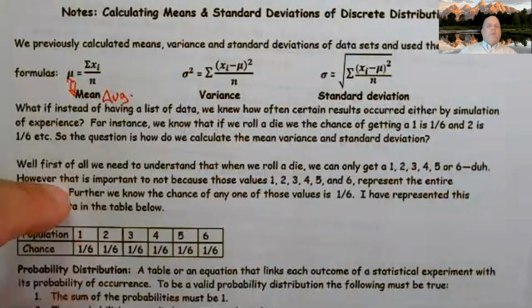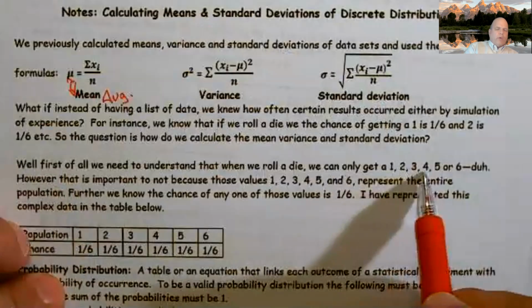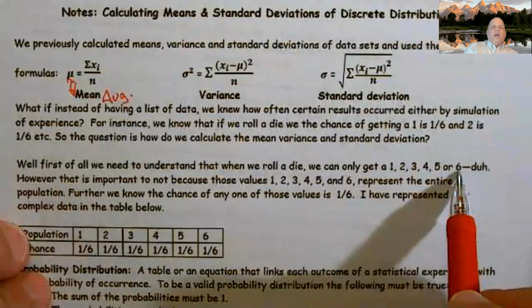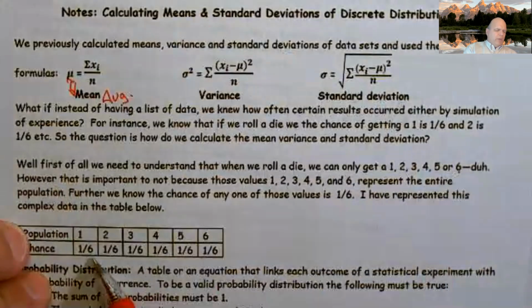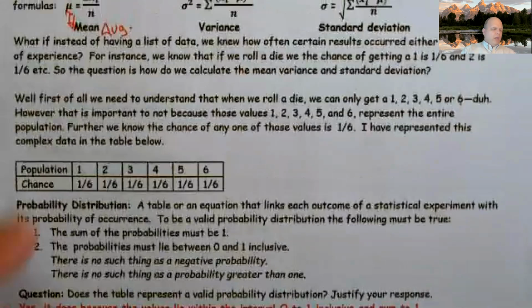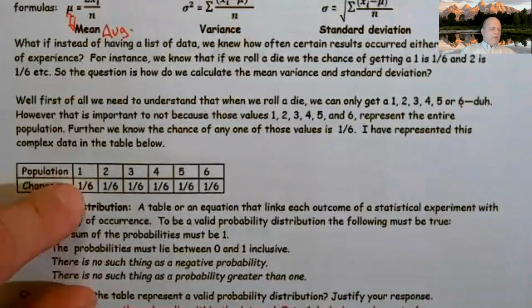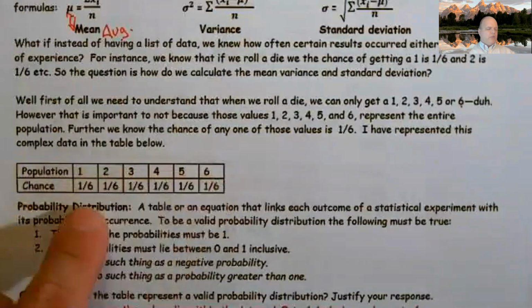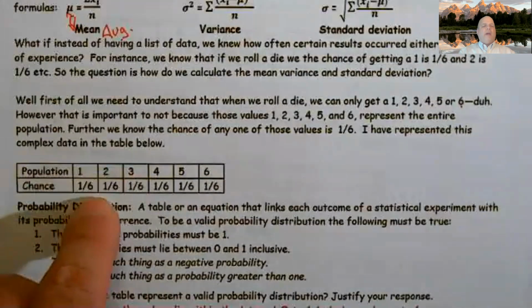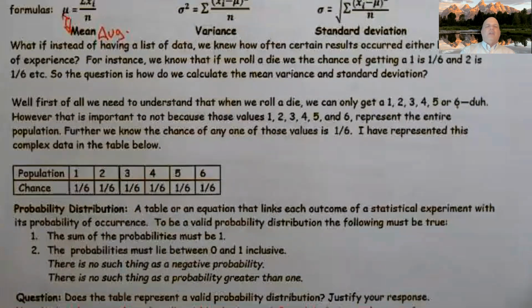So in this case, when working with discrete distributions, what if we had a list of data and we knew how often certain results occurred? For instance, when we roll a six-sided die, we can get a 1, 2, 3, 4, 5, or 6. And we know that each probability is 1/6. So in this case, our values 1, 2, 3, 4, 5, and 6 are distributed in a uniform manner with a probability of 1/6.